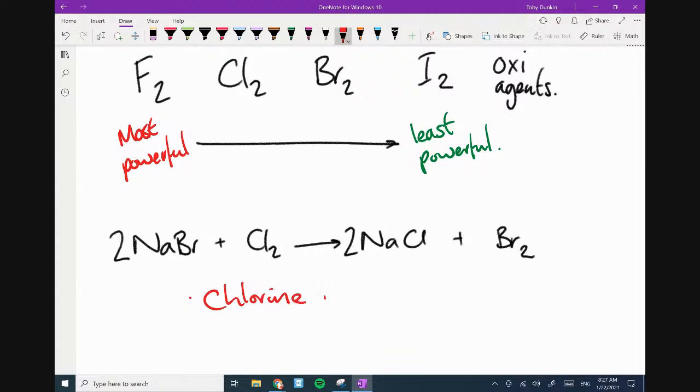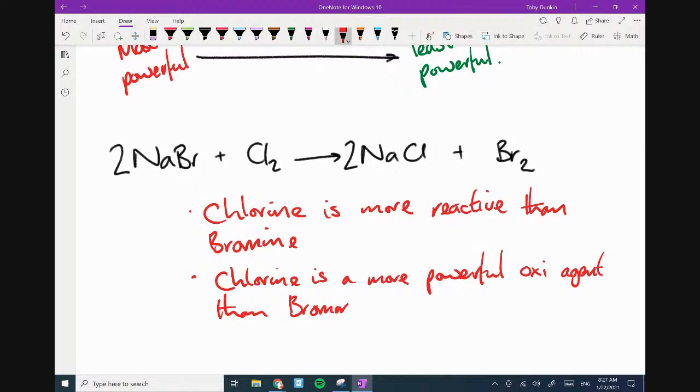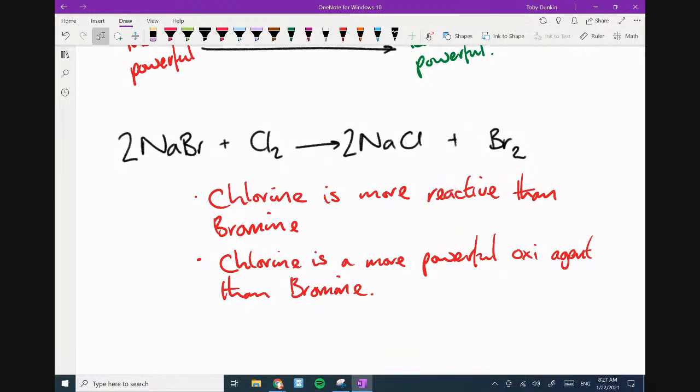chlorine, you say at GCSE, is more reactive than bromine. But we can now also add to this: chlorine is a more powerful oxidizing agent than bromine. We can do that now as well. So it's going to take the electrons. We know oxidizing agents take electrons.